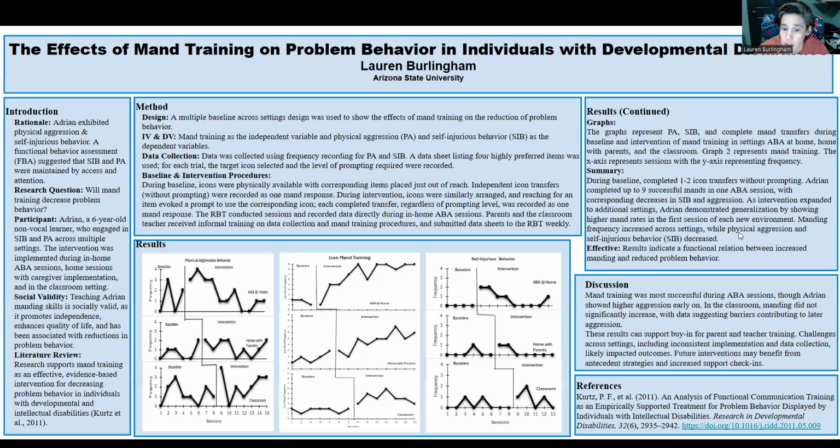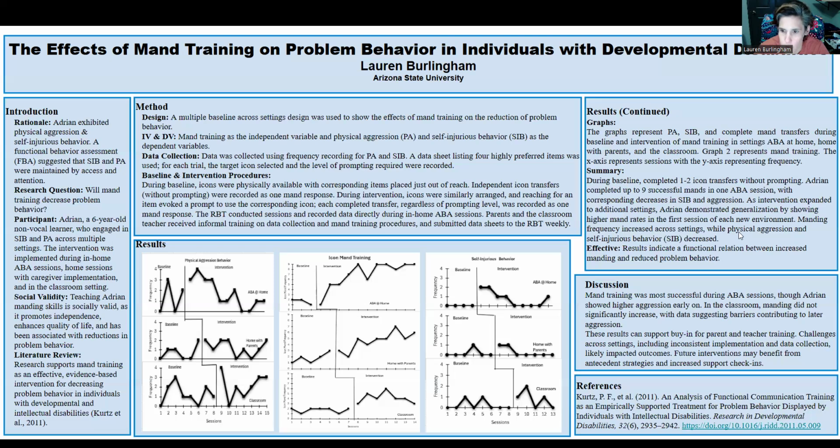You'll see that the y-axis represents frequency for self-injurious behavior, physical aggression behavior, and icon training. Each time she completes a successful transfer, that's 1 data point during a session. And then the x-axis represents the sessions. So how many separate times, separate days were these sessions, these trainings conducted?